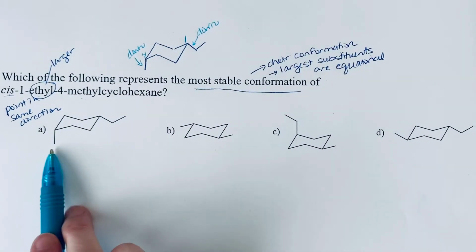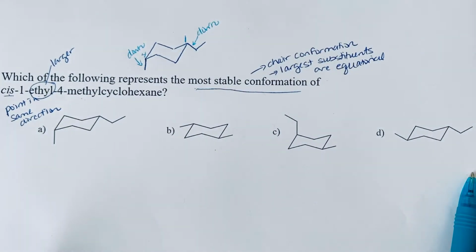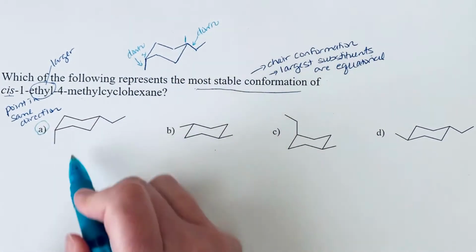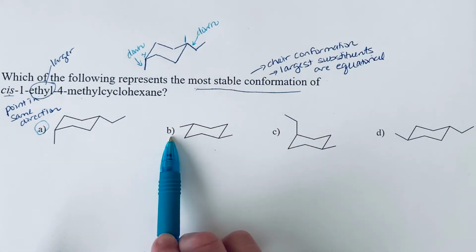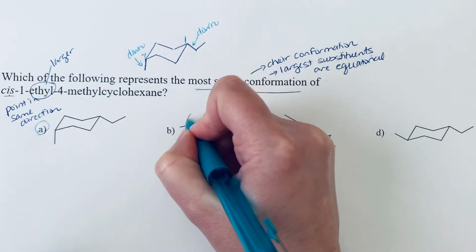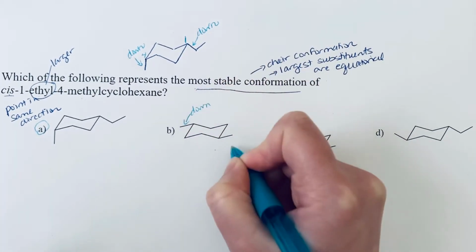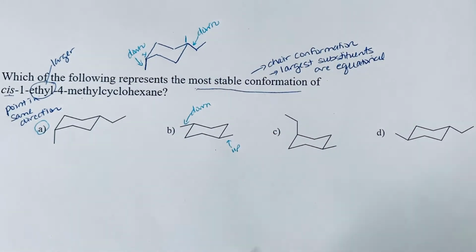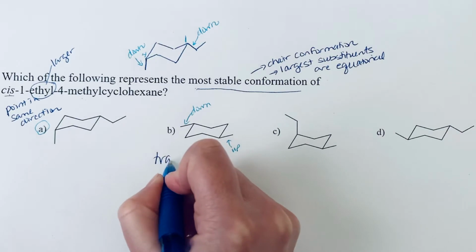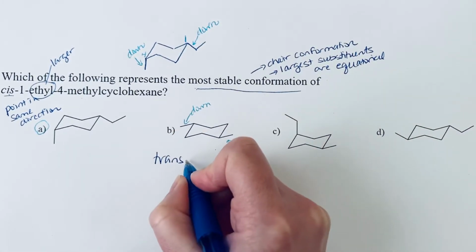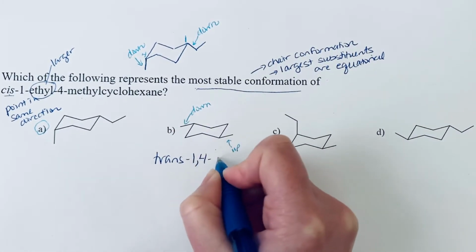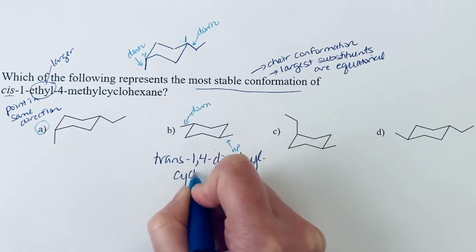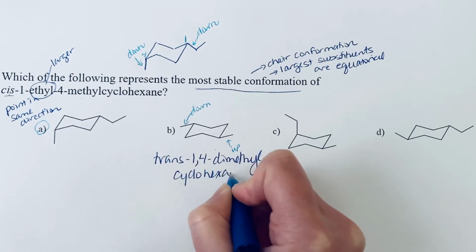So I want to just examine my options and see which one that is. And so this looks like A. Actually, it looks identical to A. If we look at B, just to run through these options quickly, this is down and this is up. And this is a dimethyl. So this molecule here is actually trans because one is up, one is down. 1,4-dimethyl cyclohexane. So that is actually not even the right molecule.